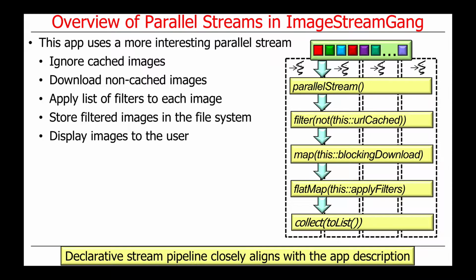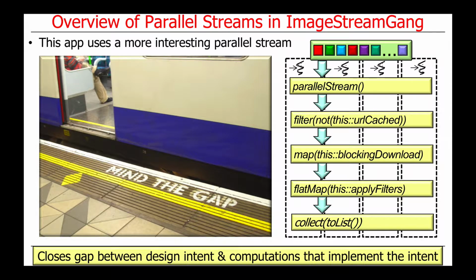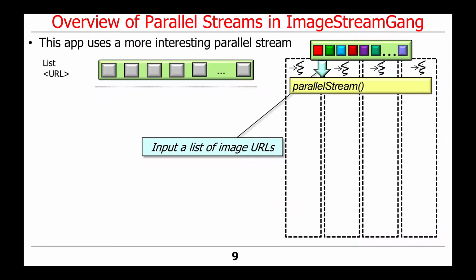One of the cool things about this approach is it helps to closely align the stream pipeline, or more specifically, the parallel stream pipeline, with the description of what the app is trying to do. And so what this helps to do is close the gap between the design intent, which is the description of the app, and the computations that implement the intent. And once again, it's really the functional programming features, especially the Java Streams framework, that makes this connection more direct.